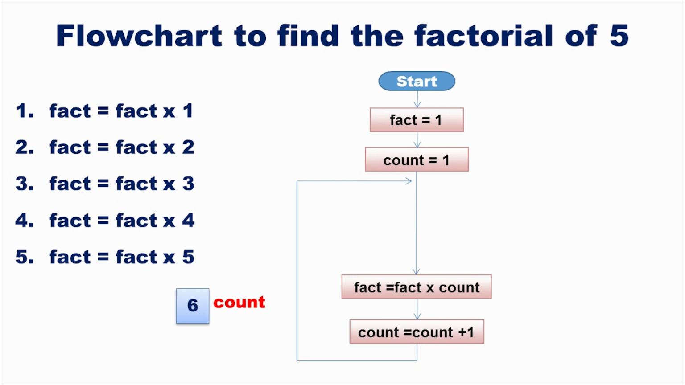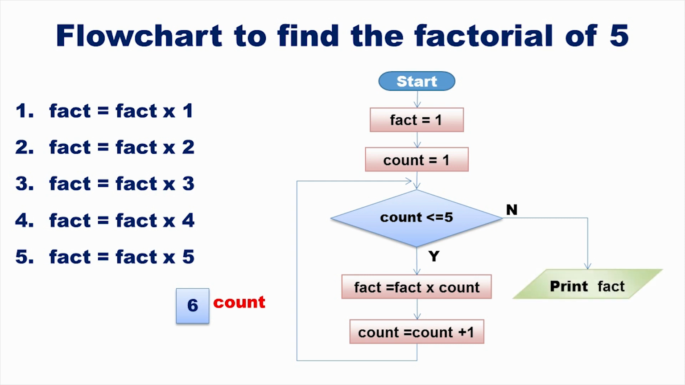But we don't want to compute the equation with 6. We need to compute the equation only up to 5. That means we need a termination condition for the loop. The termination condition is count less than or equal to 5. Only if the condition is true, continue the loop. Once the condition becomes false, that means once the value of count becomes greater than 5, stop the loop and go out. The factorial of 5 is stored in the variable fact. So the next step is print the value of fact and then stop.